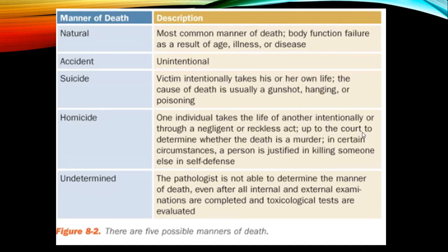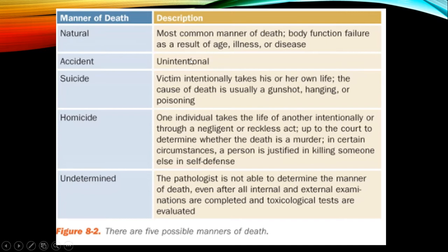Okay, so this is a quick reminder of what are our manners of death. So we learned this 2 units ago. Natural deaths, accidental, suicide, homicide, and undetermined are going to be our 5 manners. Natural, as it should be, is the most common, and it's from age, illness, or disease. Accident is something unintentional, like falling off a ladder and breaking your neck.